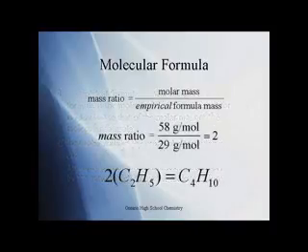So here's what finding that mass ratio looks like. We take the molar mass divided by the empirical formula mass. So we have 58 grams per mole over 29 grams per mole. That equals 2. The grams per mole cancel. Then we take that 2 and multiply it times the subscripts in the empirical formula. So 2 times C2H5 would give us C4H10, and that indeed is the molecular formula for butane.